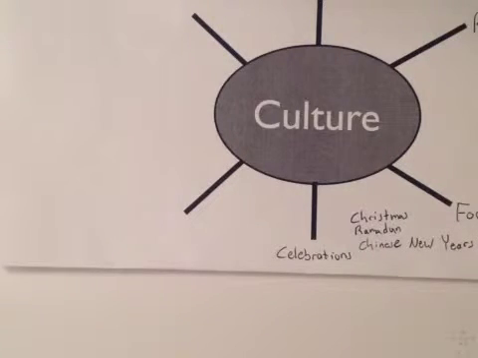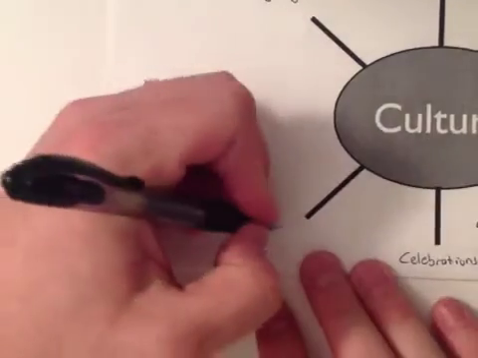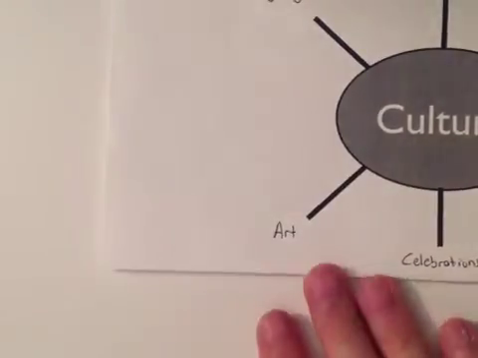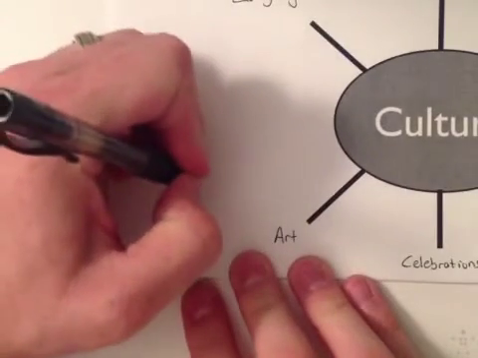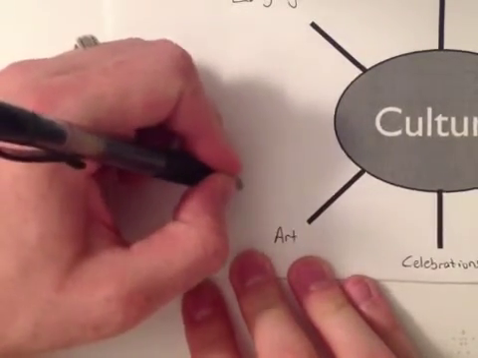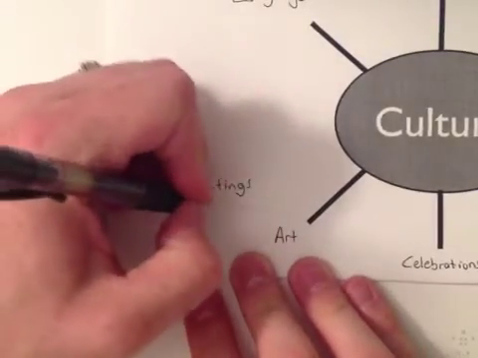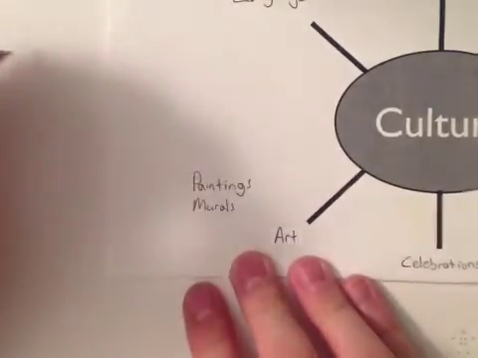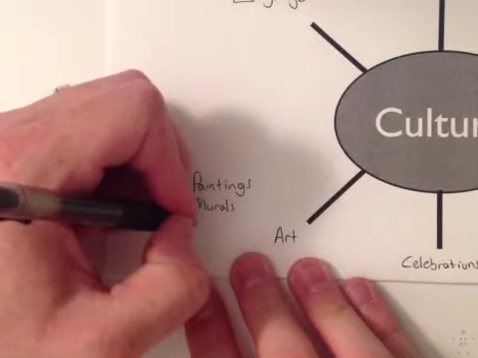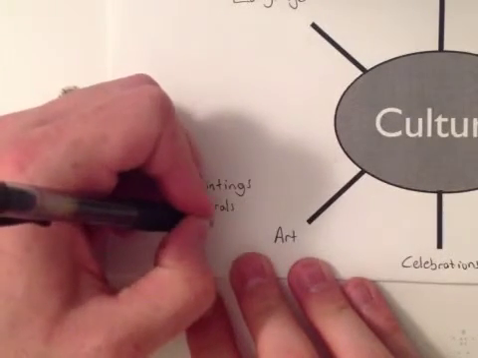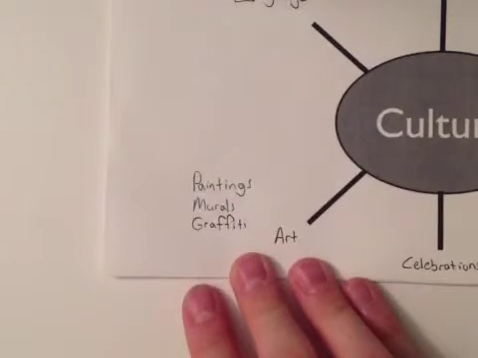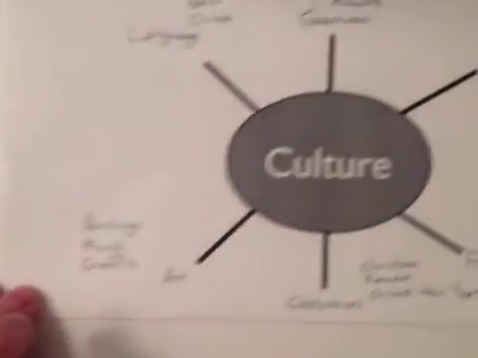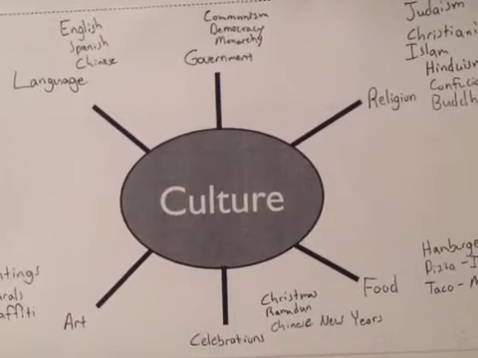The last one that we're going to look at is art. Art is just one other aspect of culture. We have paintings. We have murals. And we have one that's big in America and other parts of the world, which is graffiti. Mr. Sledge might have misspelled that. He never knows. Graffiti is always super important too. So these are all just bits and pieces that make up culture.